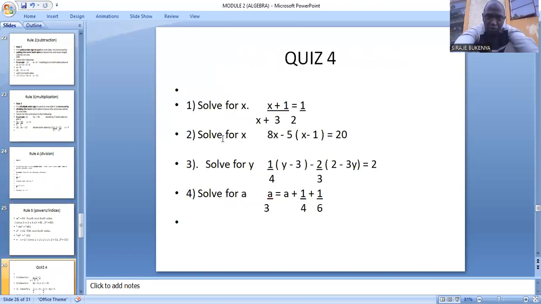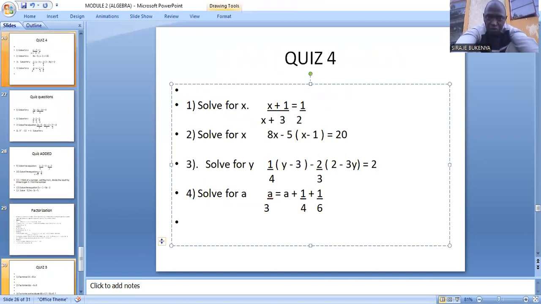So you can try a quiz here on solving equations. We have x plus 1 over x plus 3 is equal to 1 over 2. So for x, 8x minus 5 in bracket x minus 1 is equal to 20. You can solve that. So for y, 1 over 4 in bracket y minus 3 bracket minus 2 over 3 bracket 2 minus 3y is equal to 2. So these are algebraic equations, and you can solve them. Algebraic fractions, you can solve them by also bringing in the idea of LCM, that you can multiply the LCM on both sides. More questions here.